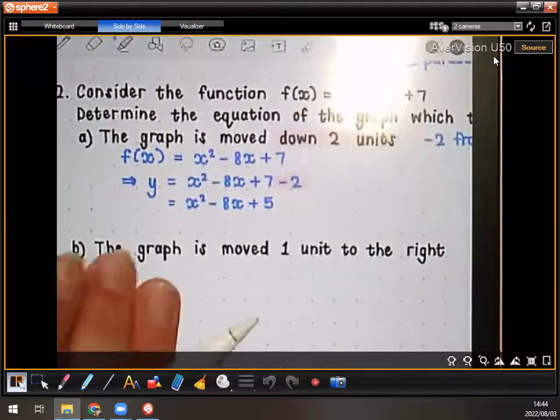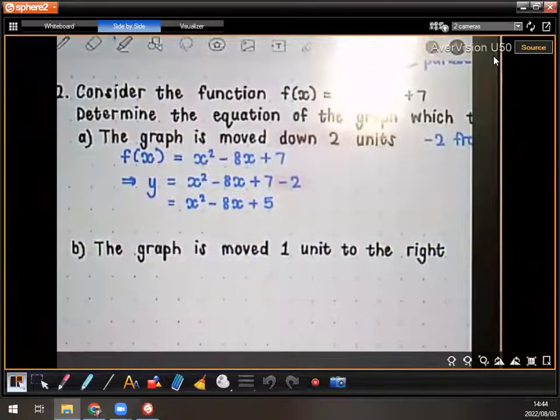Okay, next one. Are there any questions on this one? Okay, next one. The graph is moved 1 unit to the right.